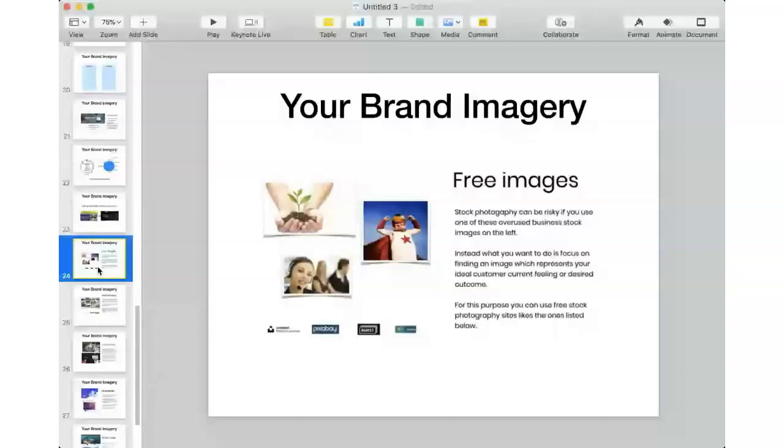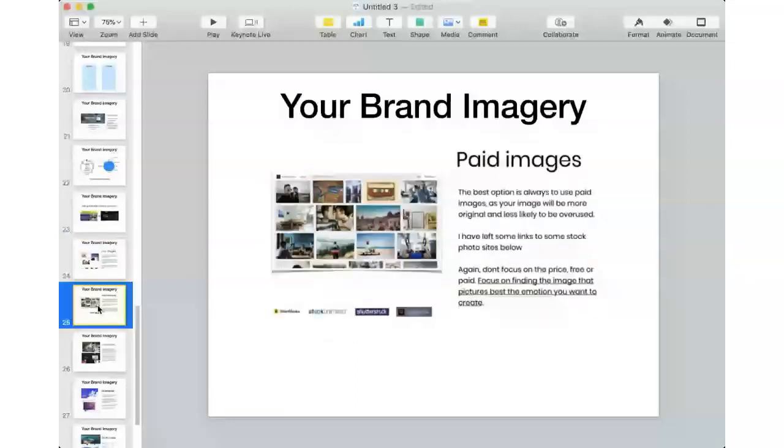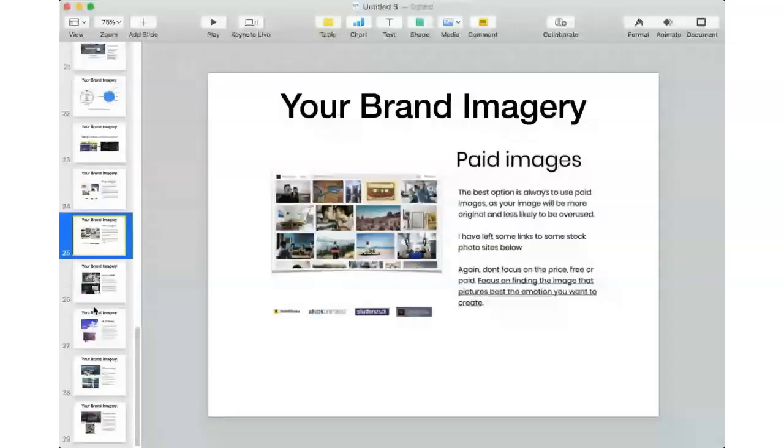So I want to discourage you from looking at free images as a source for your brand imagery. Paid images are a much, much better solution. I've given you a link to Pixabay here, but I've also given you a link to Adobe Stock Photos, and you'll pay money for the images. But if you pay for them, you will have a much greater likelihood that they will be unique. There are some other places, Shutterstock, where you can buy images.